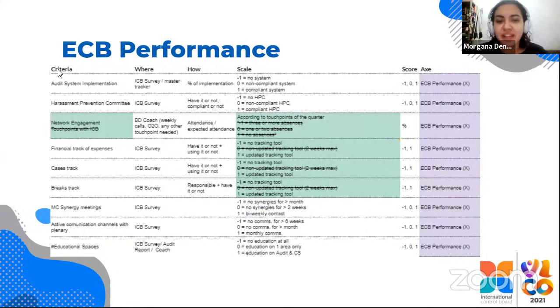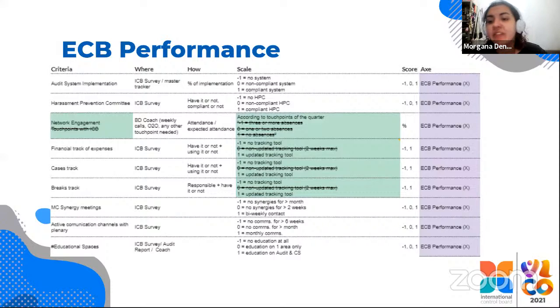I put it this way because I know that you probably wouldn't memorize all of them, so I show which were the old ones and which were the new ones. In the ECB performance, we refreshed 4 parameters. The touch points with ICB, we replaced by network engagement. Why? Because when you talk about touch points with ICB, sometimes it was not very clear which touch points you were talking about, because we had the weekly calls, the O2 one and stuff, any other touch point needed, but it was very broad. And now with network engagement, we specify it more clearly to be according to the touch points of the quarter.